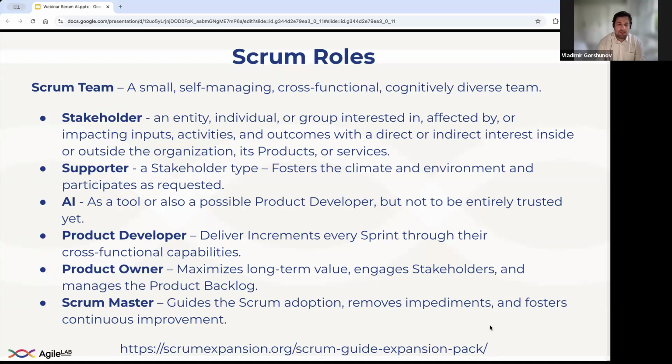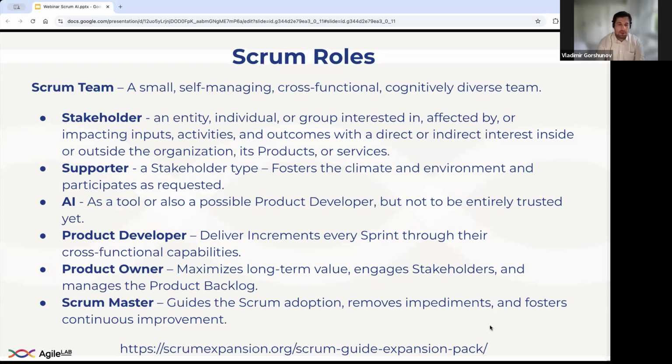First of all, the Scrum Extension Pack brings back the roles. So you know that in the Scrum Guide, roles were kind of replaced by accountabilities, which kind of makes more sense. But the Scrum Extension Pack says, okay, let's be pragmatic about it. We keep calling people by their roles. So in addition to accountabilities, let's have our roles back.